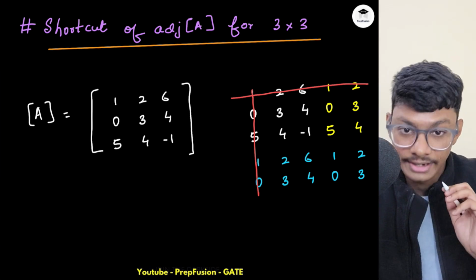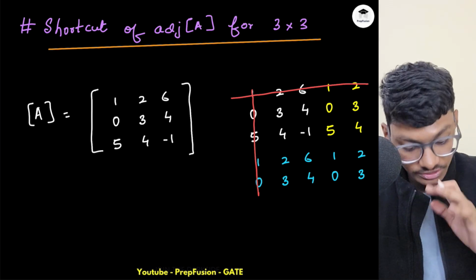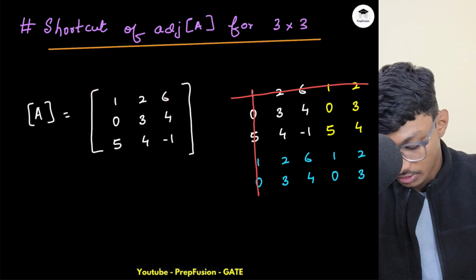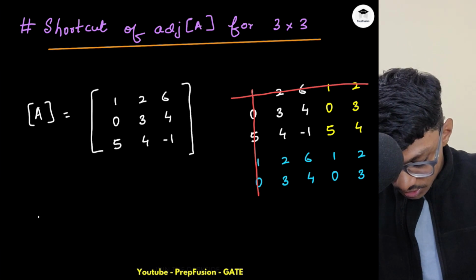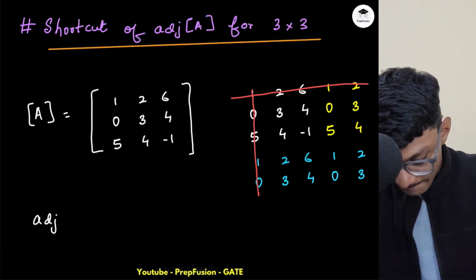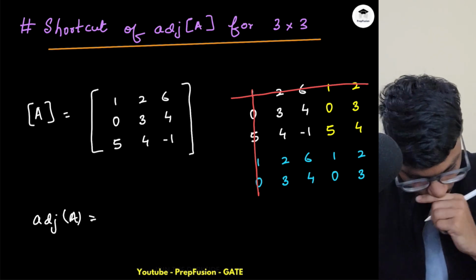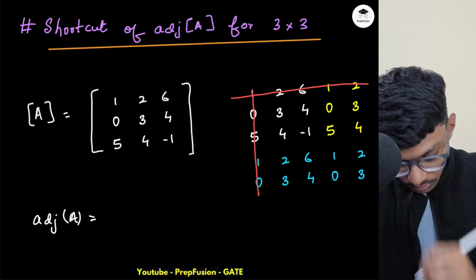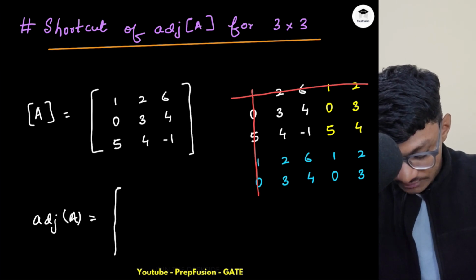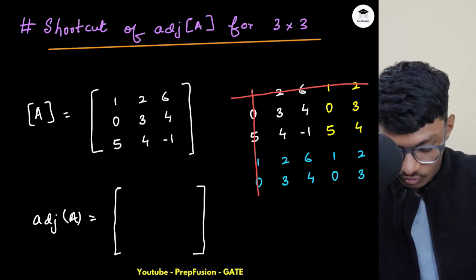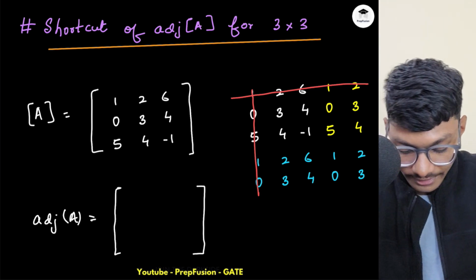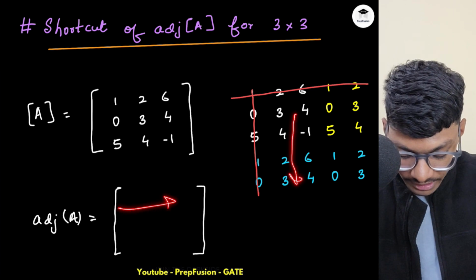So from here you will directly find the adjoint, and it comes with the sign. You don't need to worry about signs. So what will be my adjoint of A? What you will do is, as adjoint of A is the transpose of the cofactors, you are finding the cofactors here through the shortcut directly without any sign change. So if you move vertically, you have to write here horizontally.